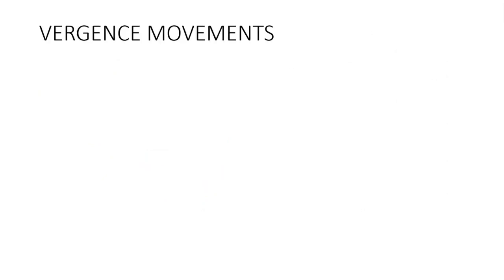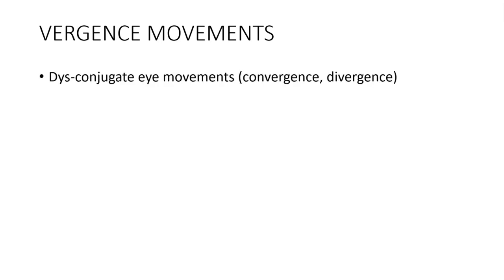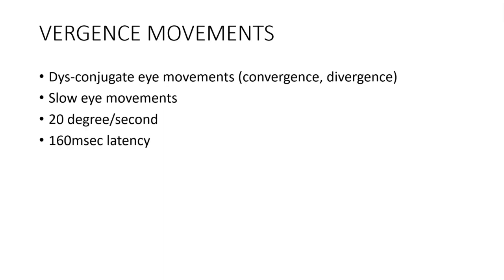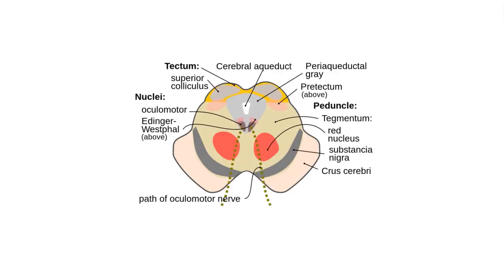We will now be speaking about the next normal eye movement, which is the vergence movements. What are these vergence movements? Vergence basically refers to disconjugate eye movement. That is, both the eyes do not move in the same direction. Instead, they move in opposite directions. This can either be convergence, when the eyes look towards each other, or divergence if the eyes look away from each other. These are also slow eye movements and they occur at 20 degrees per second, and the latency is around 160 milliseconds.